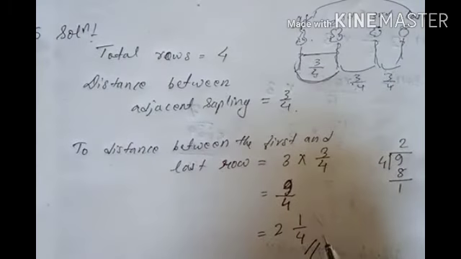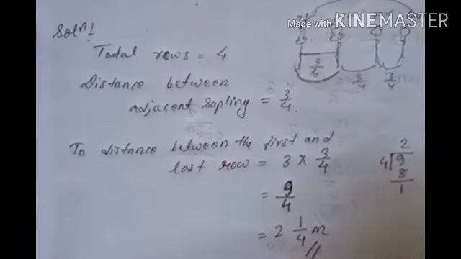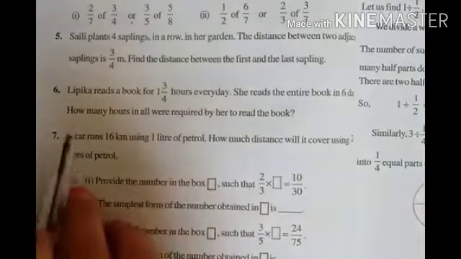So what is the distance between the two saplings? The distance between the two saplings is 1 upon 4 meter, okay? This is in meters. Now question number 6.